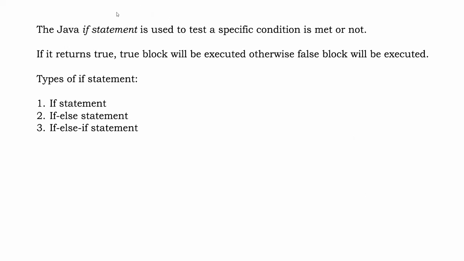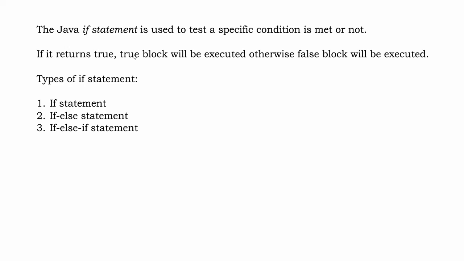Let's see that. If it returns true, then the true block will be executed. Otherwise, the false block will be executed. In case of if statement, just one set of statements that we will write. But in case of if else statement, an if block will be there and an else block will be there. If the condition is true, then it will execute the first block. Otherwise it will come to the second block. Let's see the syntax as well.